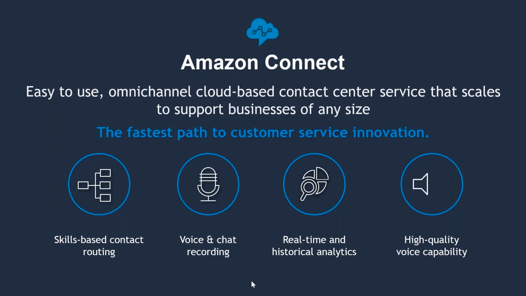When we developed Amazon Connect, we knew we had to present what we would consider table stakes features for a good contact center to operate. The first is skills-based contact routing. This is all about matching your contact to the right agent to get the job done the first time. We had to provide voice and chat recording. This gives you the ability to enforce quality and regulatory compliance in your contact center.